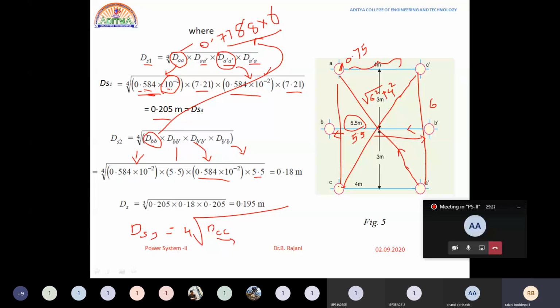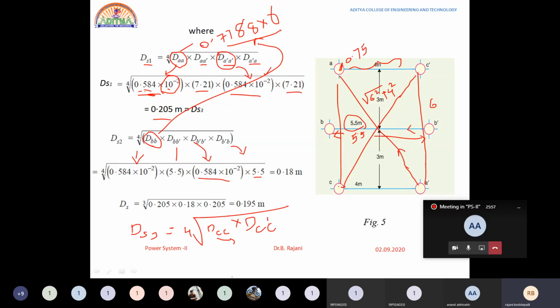C to C dash distance is what? Now it's coming to the next term, which is nothing but DC C dash. C to C dash value, which is equal to what? Now it gives you the value same as that 7.1. Why? Because C is here, C dash is here. The distance from 6 square plus 4 square under root gives you the value of 7.1 here also.